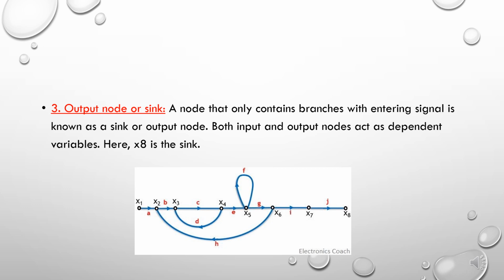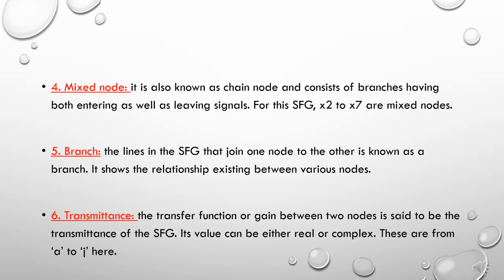Output node or sink: a node that only contains branches with entering signals is known as a sink or output node. Both input and output nodes act as dependent variables. Mixed node: this is known as a chain node and consists of branches having both entering as well as leaving signals. Branch: the lines in the signal flow graph that join one node to another are known as branches, and they show the relationship existing between various nodes.